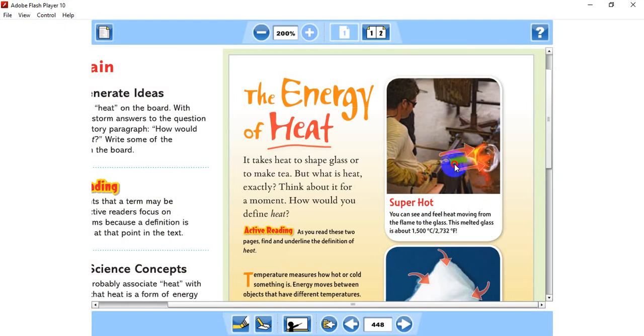You know what I mean, guys? Too much fire or too much heat that melts the glass or the iron. So you can see and feel the heat moving from the flame to the glass. This melted glass is about, see the degrees, about what exactly, guys? The temperature here is about what?